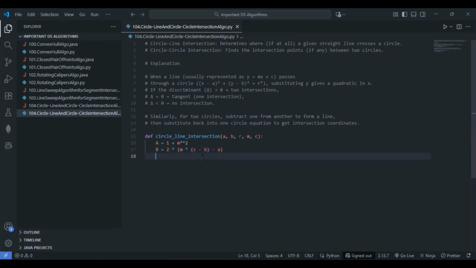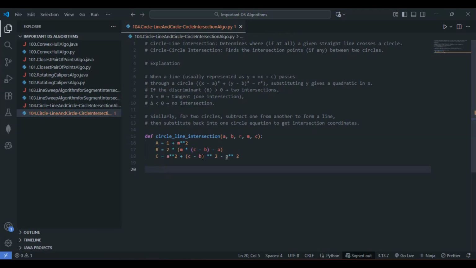Then we have to go with a constant term, so I'll go with another variable c. This will be a to the power of 2, a square, plus (c minus b) whole square, using the exponentiation operator, minus r square. This is fine, I believe. We are done with the initialization part. Let's do one thing now. What shall we do?